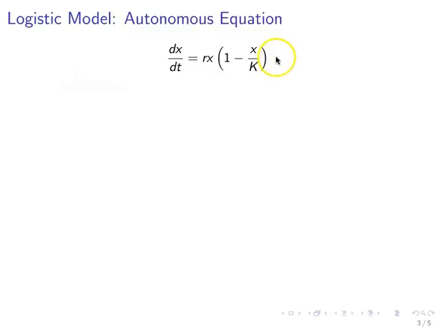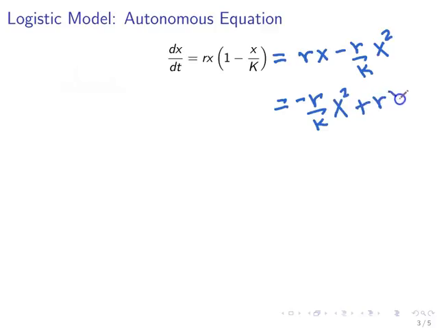So the logistic equation in this form is autonomous. The right-hand side is something that can be expressed entirely in terms of the state variable. And in fact, we could write this as rx minus r over k times x squared. In fact, let's write this as minus r over k x squared plus rx. So here, we're assuming that r and k are positive numbers.